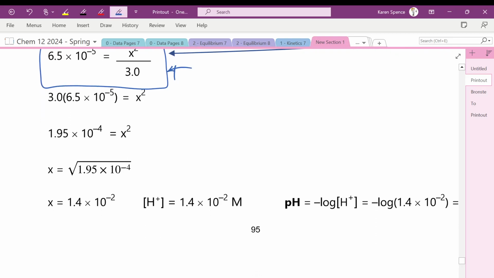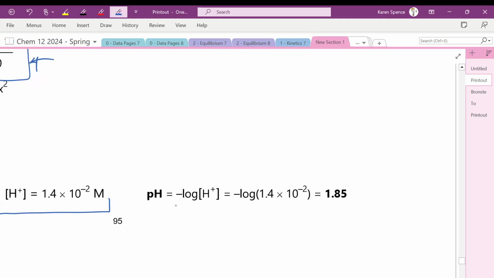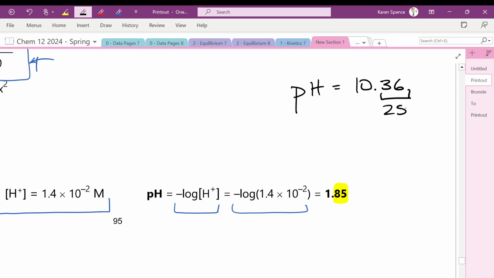We get the hydrogen ion concentration, 1.4 times 10 to the minus 2. You would show your pH formula, negative log of hydrogen, negative log of 1.4 times 10 to the minus 2. And don't forget, what's different about sig figs for pHs? Only digits after the decimal count. So if you had 10.36, it would just be the 36. Okay, so if you have a pH equal to 10.36, it has 2 sig figs.